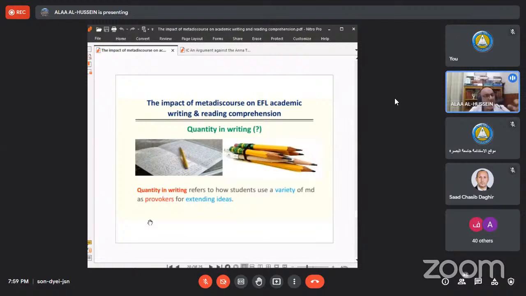Also, it improves the quantity in writing. How does meta-discourse improve quantity? There's a study by Bereiter and Scardamalia, I think 1987, yes, 1987. They had children writing their texts, and they observed those children. Some of those children stopped writing, and some other children continued.